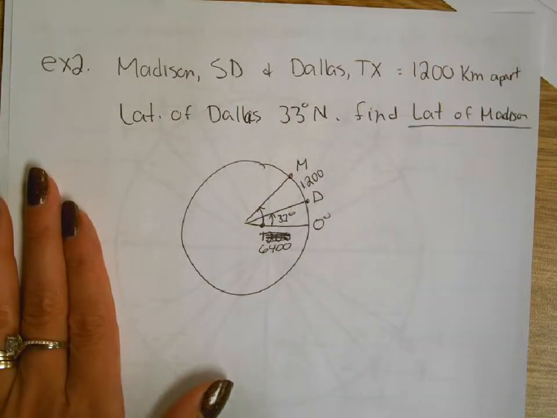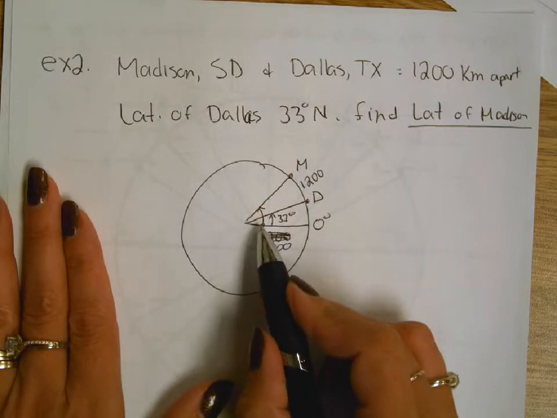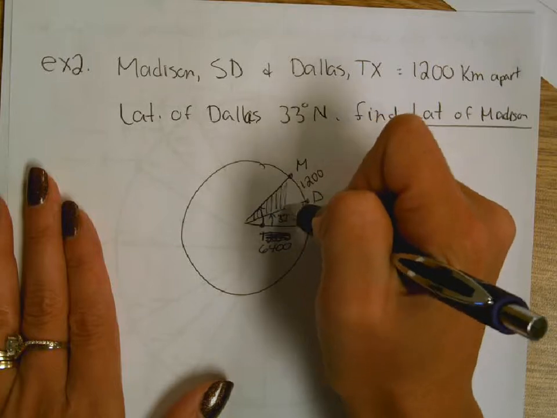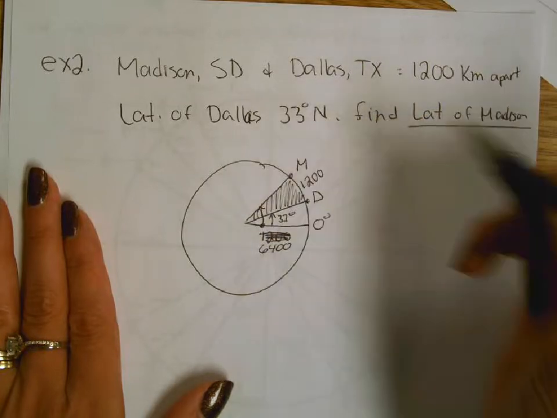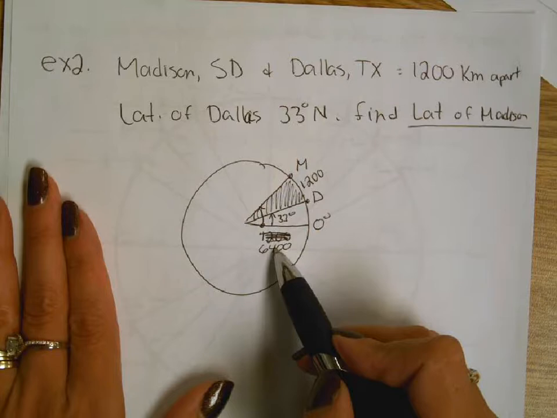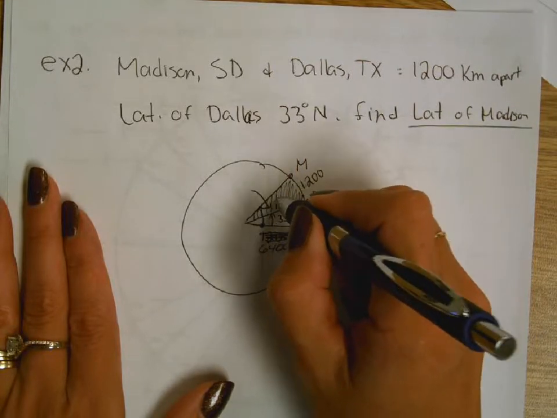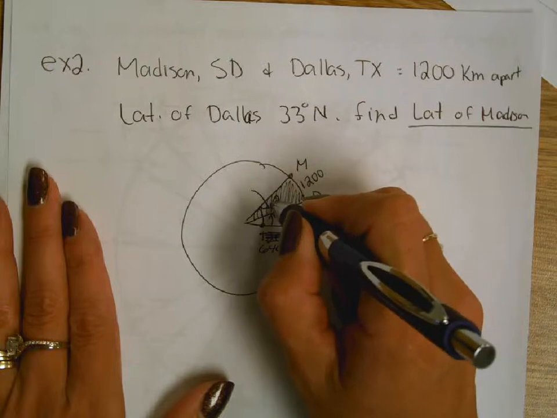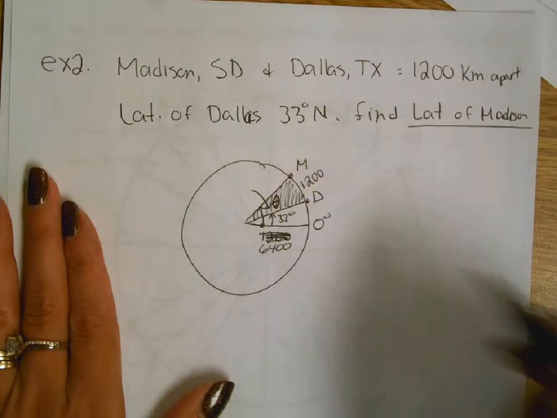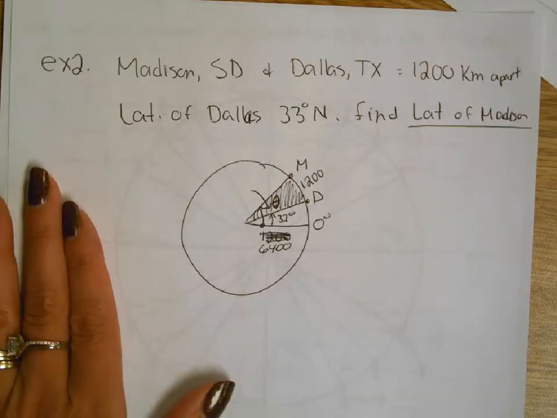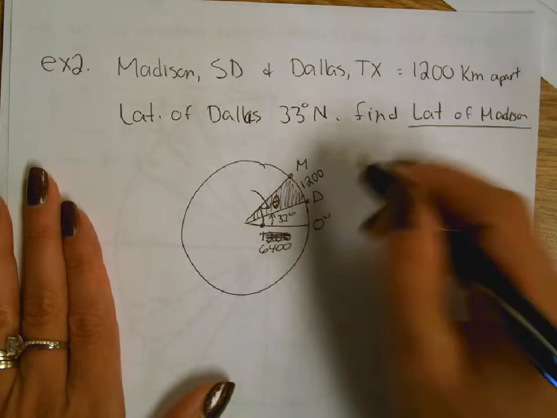Well, our formula is not going to tell us that directly. Our formula only works with this piece of pie. So, because I know the radius and I know the arc length, we are going to be able to find the angle in here. After we get that, it's a very easy step to get to the latitude. Everybody good? Okay, so we know our arc length is 1200.